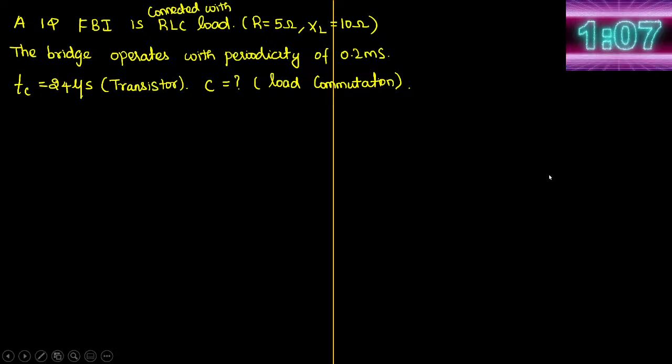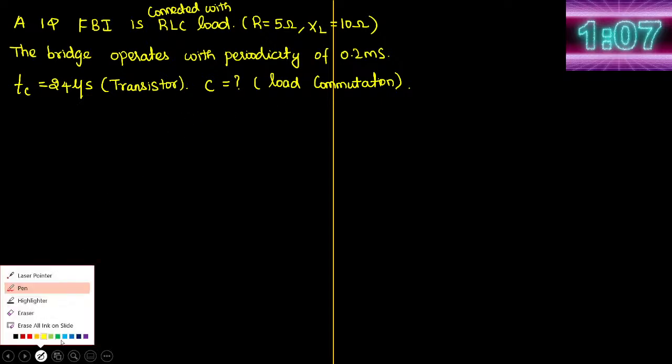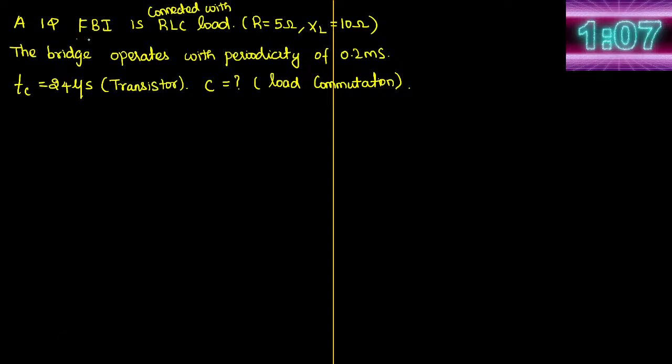Listen. Basically, what they have given in the question: a single phase full bridge inverter is connected with an RLC load. First conclusion: RLC load means data is required for R, L means XL is required, and C means XC. Out of these three, they have given the value of R and XL. The bridge operates with a periodicity of 0.2 milliseconds. Circuit turn-off time is 24 microseconds. Now, what is the expected value of C to operate this circuit in load commutation?